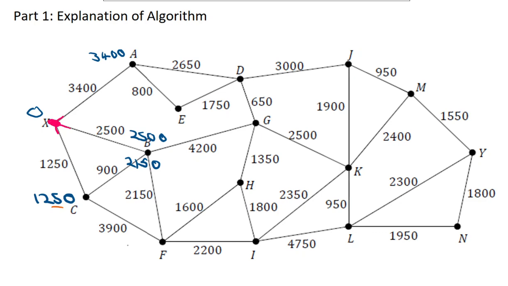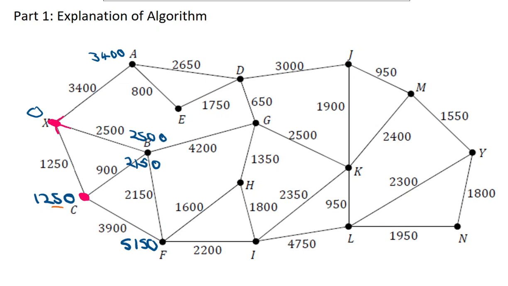And what's that? That's 5. That has crashed. No, 150. 150 to go from X to C to F. And C is therefore visited because we have worked out all the weights from the node C.